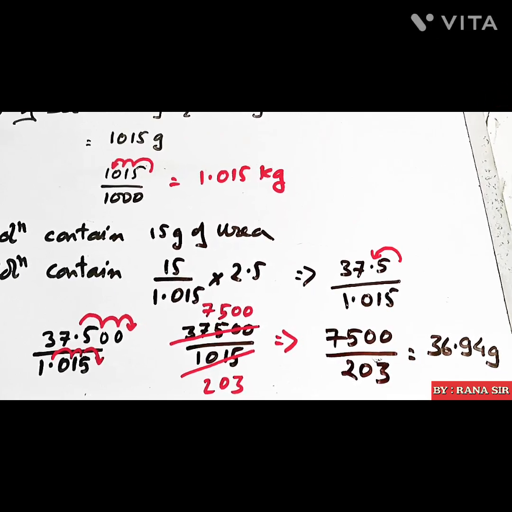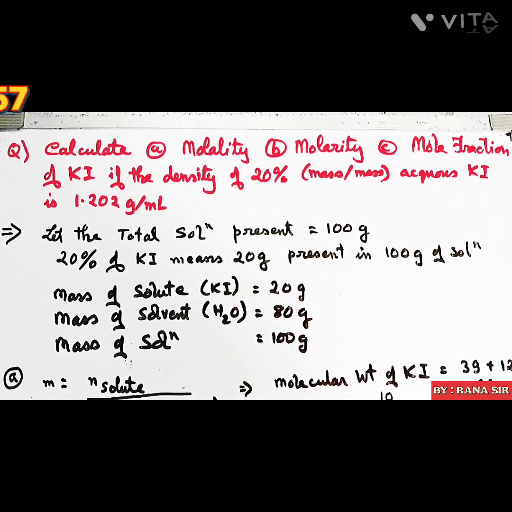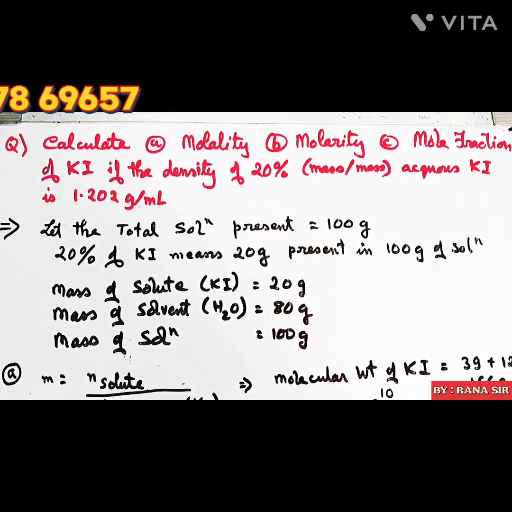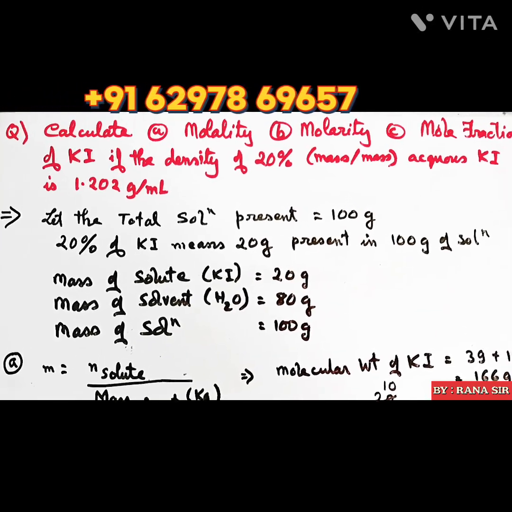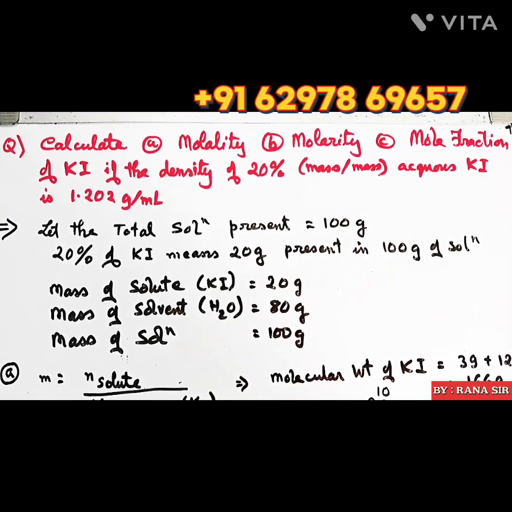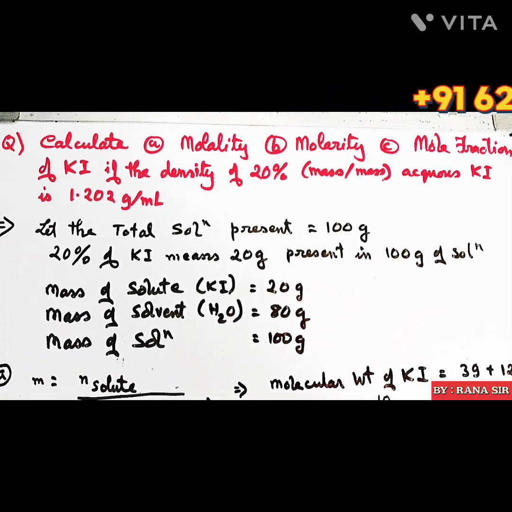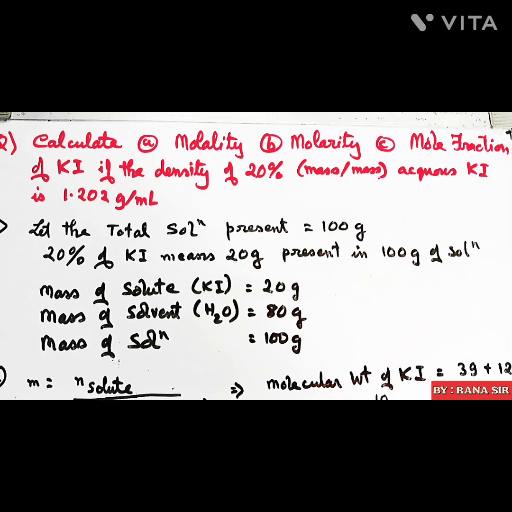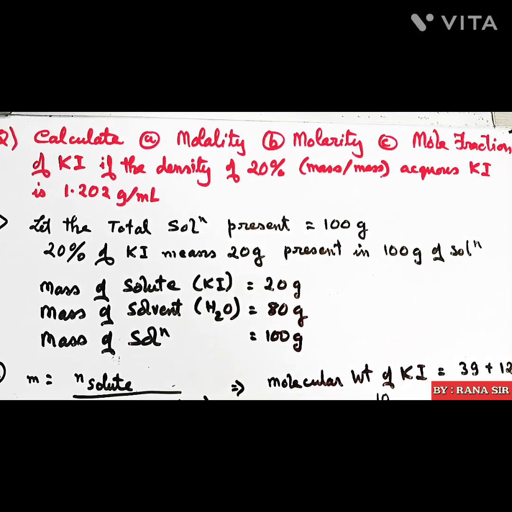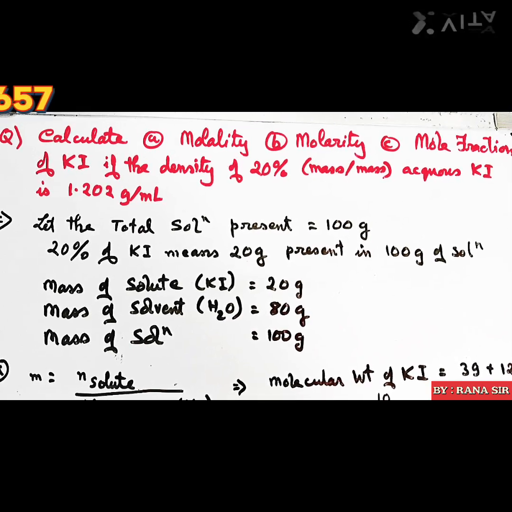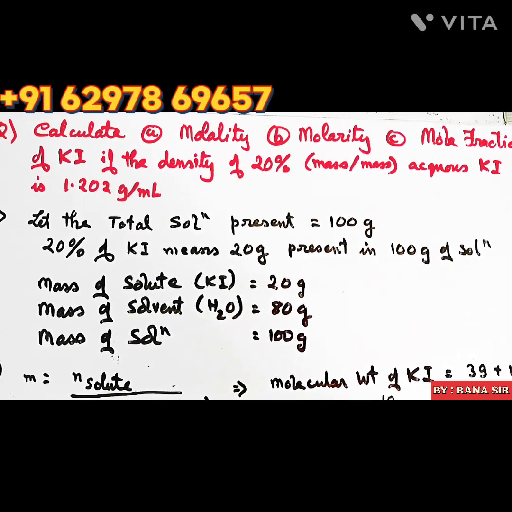Let's move on to another question, question number 3. So the next question is: calculate A molality, B molarity and C mole fraction of KI. What is KI? Potassium iodide. K is potassium, I is iodide. If the density of 20% mass per mass aqueous KI is 1.202 grams per milliliter. Okay. So we have to find the molarity.